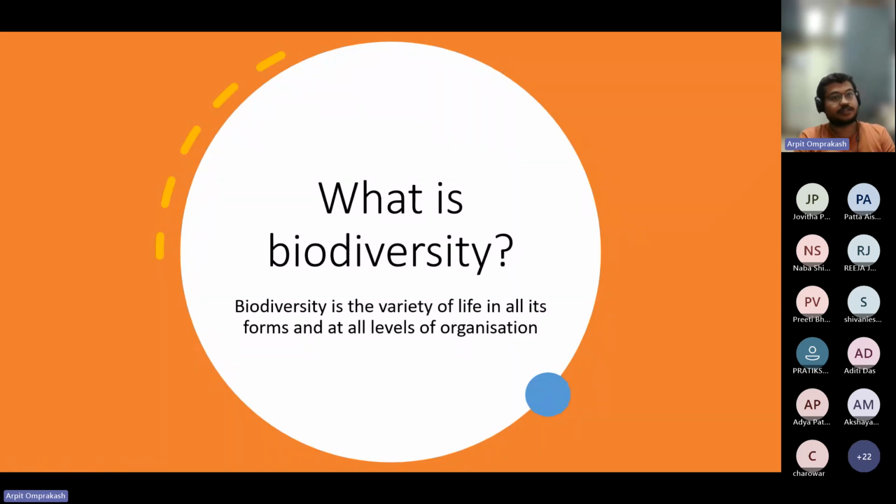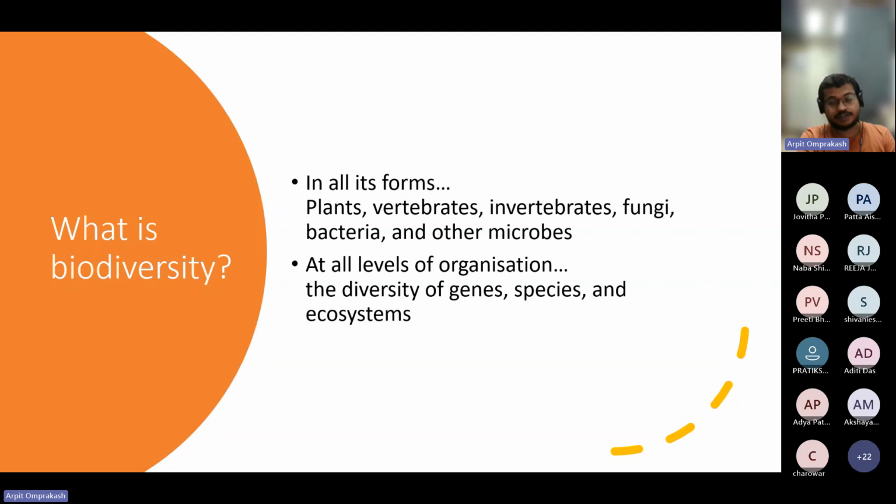So what is biodiversity? Biodiversity is the variety of life in all its forms and at all levels of organization. So there are two key things here: in all its forms and at all levels of organization. What do we mean by that? In all its forms means all the different kinds of forms that we see of life, for example, plants, vertebrates, invertebrates, fungi, bacteria, and other microbes. And at all levels of organization means the diversity can be characterized at the level of gene, at the level of species, and at the level of ecosystem also.